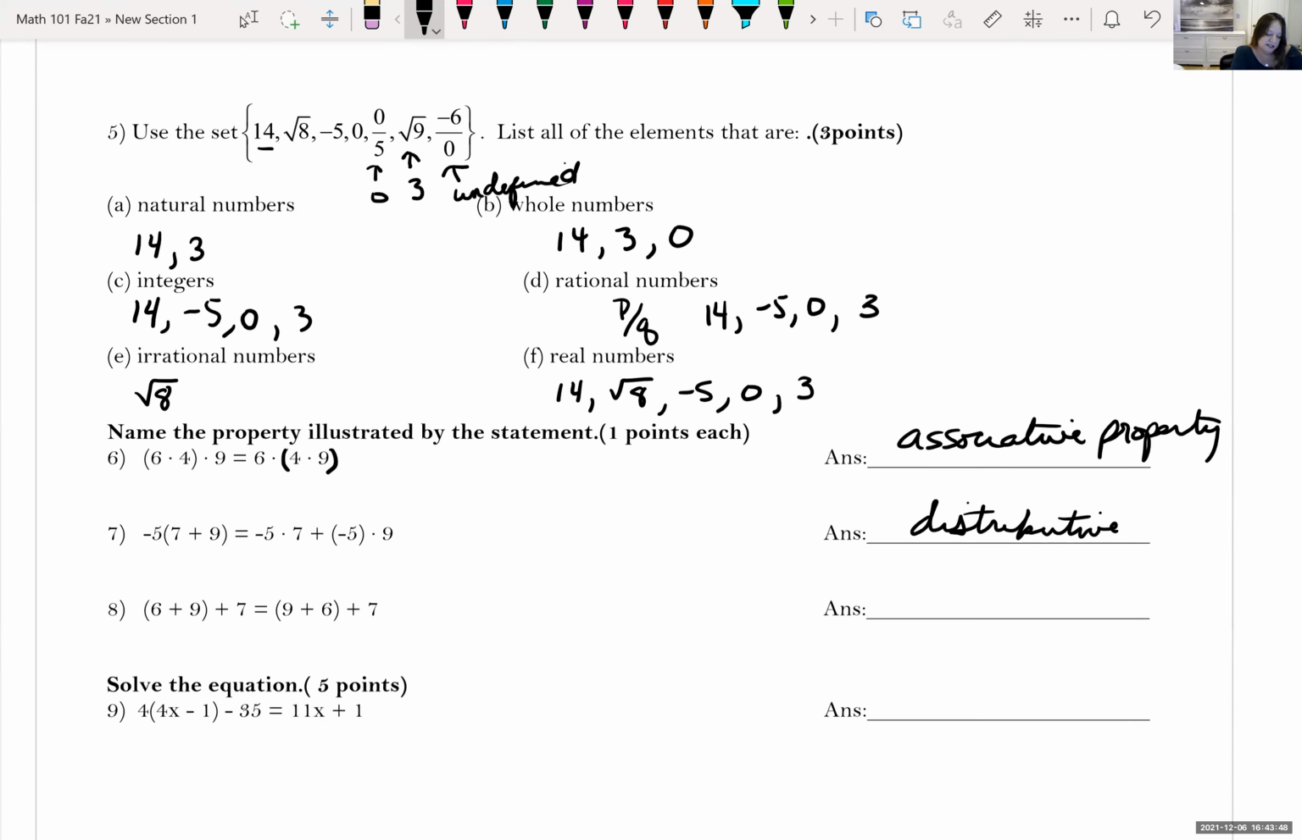Eight, we have 6 plus 9 plus 7 equals 9 plus 6 plus 7. Notice that inside this parentheses, we just swapped the order that we were adding, 6 plus 9 and 9 plus 6. So that's the commutative property.